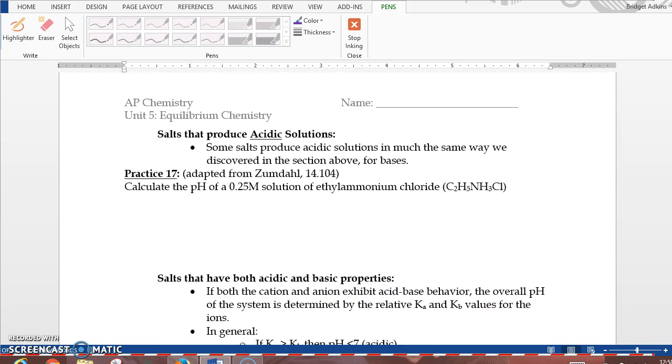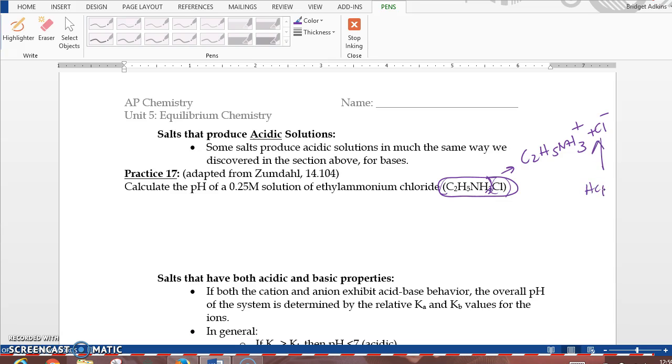All right, so for acidic solutions, we're given this ethyl ammonium chloride, which looks pretty scary, I know. And you're given a 0.25 molar solution of it. So I want you to think of it as this cation with this anion. So this thing is going to break up into C2H5NH3 plus and Cl minus. Okay, so that's what we've got to be able to do. We've got to take whatever scary thing they give to us and break it up into a cation and an anion. Now look, the Cl minus comes from HCl.